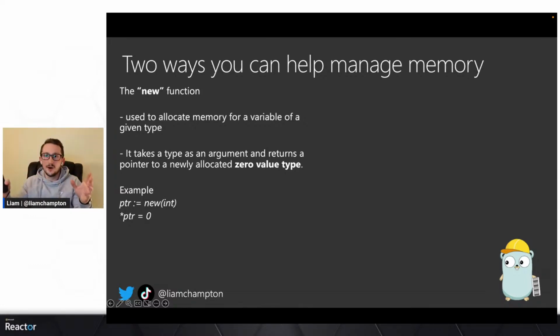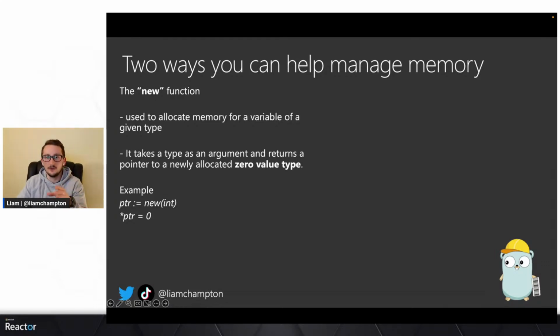Now, this can be quite difficult to understand, and I'm going to try and break this down as easy as possible. Now, the new function is used to allocate memory for a variable of a given type. So if we think about integers or strings or a Boolean or bool, whatever you want to call it, that is what they're used for, okay? It takes a type as an argument and returns a pointer. Now, we're going to talk about pointers again shortly, a little bit later, but that is then allocated a 0 value type.